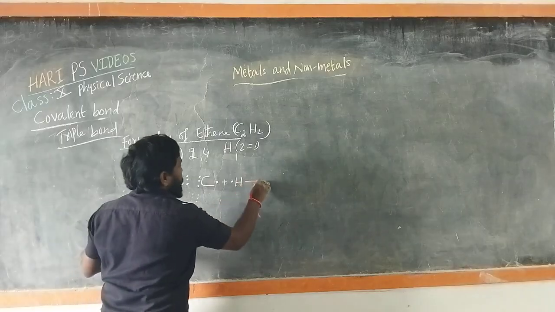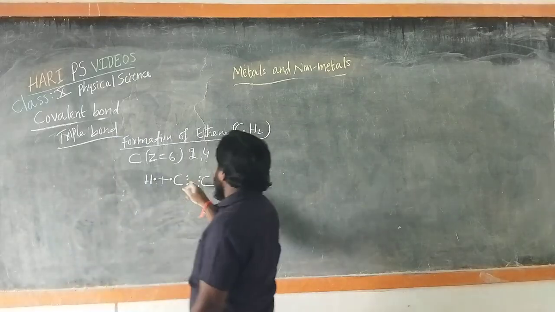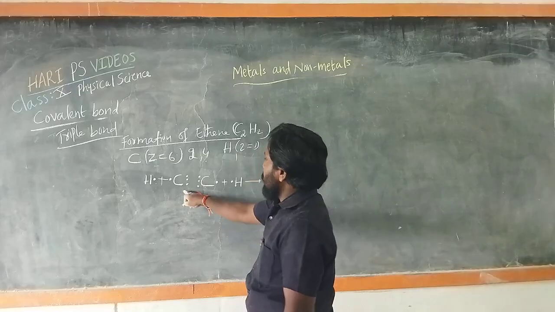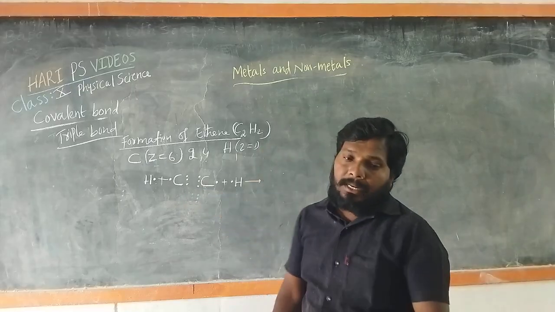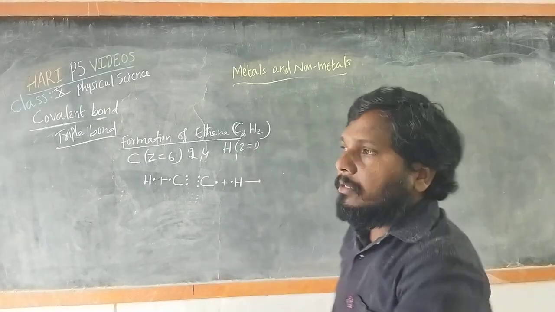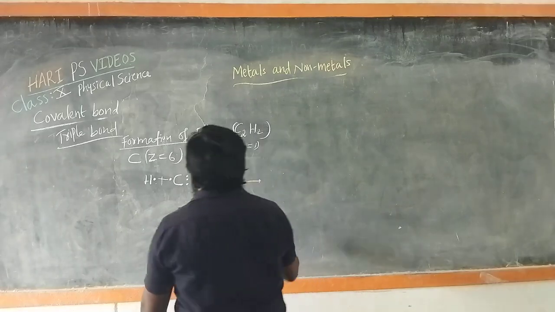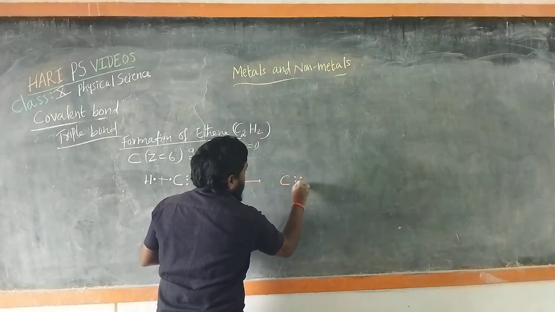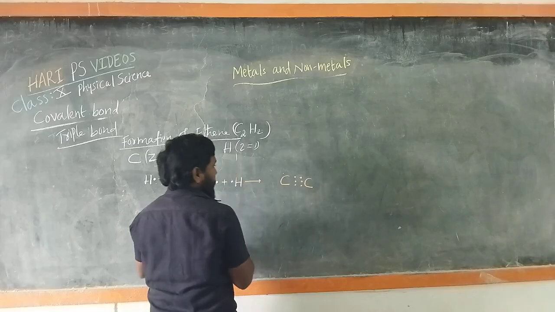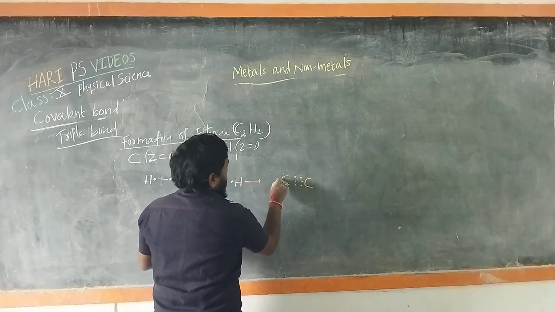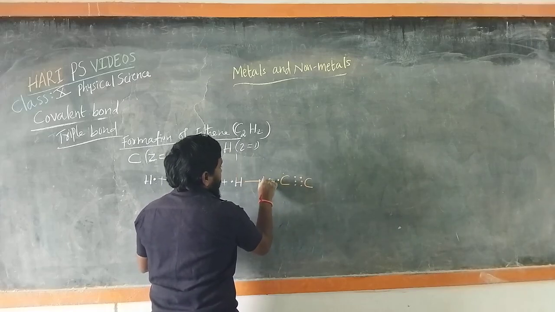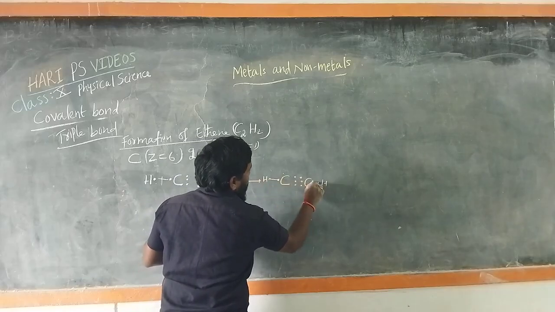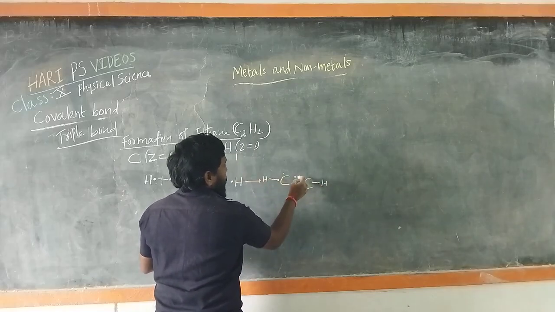So how is the bond formed? Between these carbon and carbon, 3 pairs of electrons are shared. 3 pairs of electrons are shared first, between C and C, and 1 pair of electrons between one carbon and another carbon.